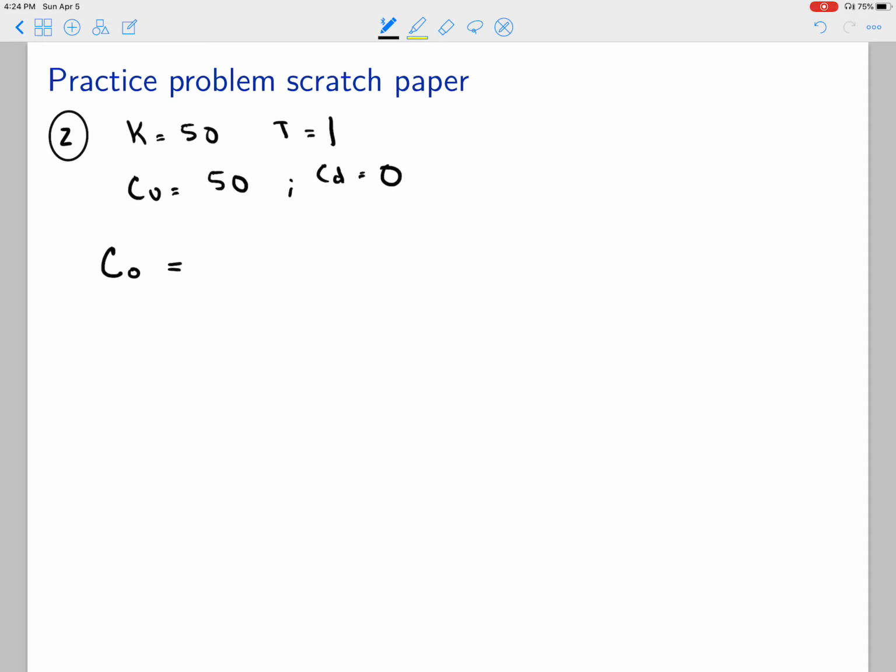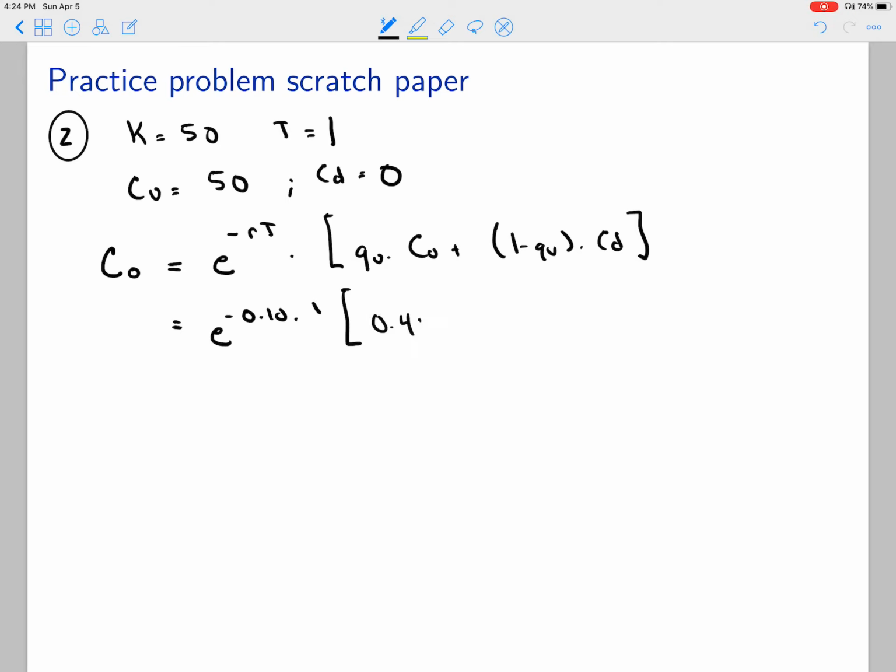is equal to its discounted weighted average payoff with the weights equal to the risk-neutral probabilities. The discount factor is e to the negative RT. The weighted average payoff is Q_U times C_U plus (1 minus Q_U) times C_D. Okay. Plug in inputs, e to the negative 0.10 times 1, Q_U is equal to 40.3% times 50 plus 59.7% times 0.